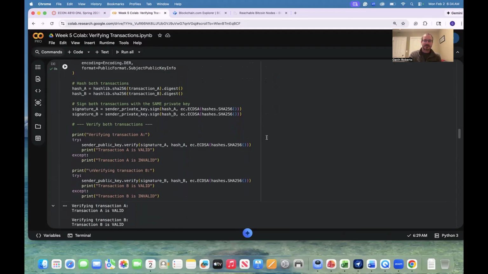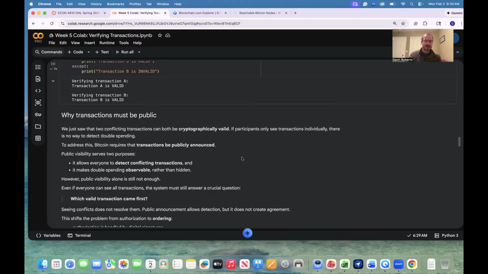The assumption, of course, is that this is the same coin that I'm sending to two different people. Hash and get the digest. This is all the same. Sign them. Both of these are valid transactions. So I successfully sent my single coin twice without having more than one coin. So this is a problem.